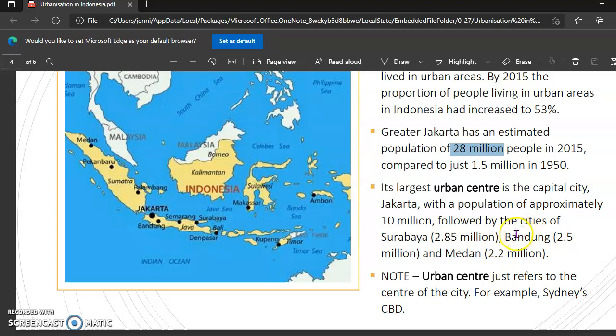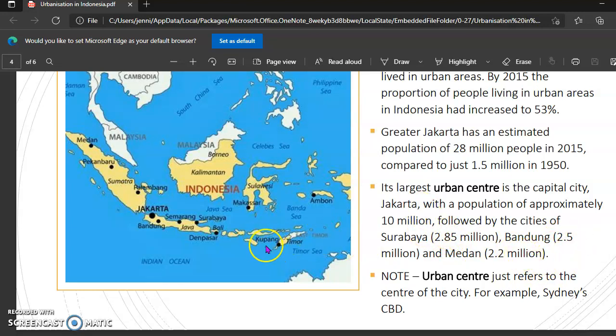So you could use either statistic, just bear in mind, this is talking about the whole urban area around Jakarta, and this is just talking about the center of the city. Anyway, then Jakarta, you can see, is 10 million in the center. That's followed by the cities of Surabaya, Bandung, and Medan. So these are the next three largest cities. You can see that they're actually a lot smaller than Jakarta, okay?